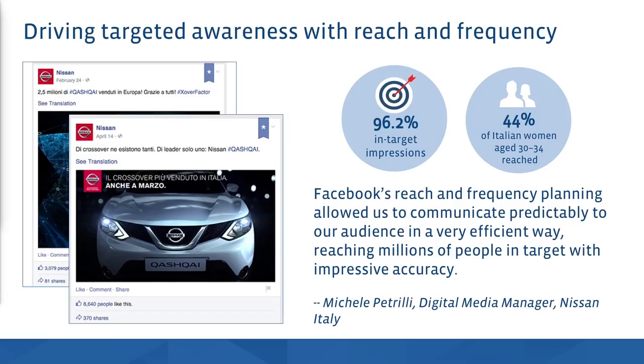Nissan used 2 videos for its reach and frequency campaign, and alongside this ran a link ad display campaign for each model that promoted editorial content from the Nissan Facebook page. A key objective of the campaign was to measure Facebook's target accuracy versus the rest of the online campaign using Nielsen's digital ad ratings. And what we found was 96% on-target impressions, and they reached 44% of women aged 30 to 34.